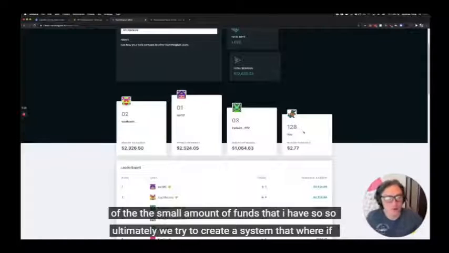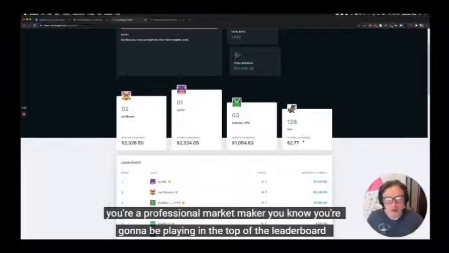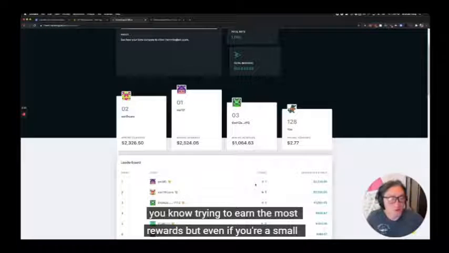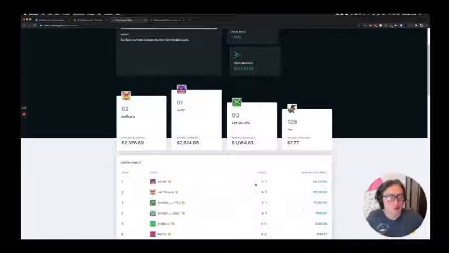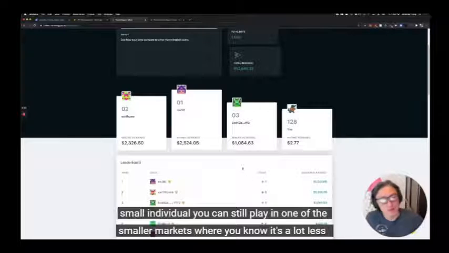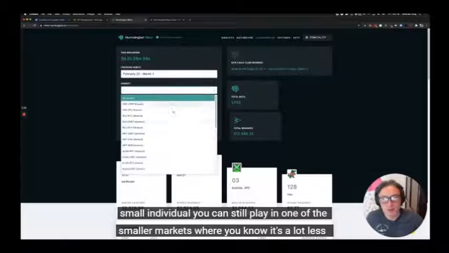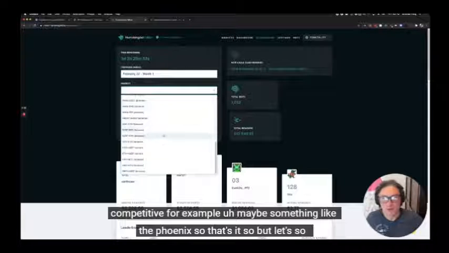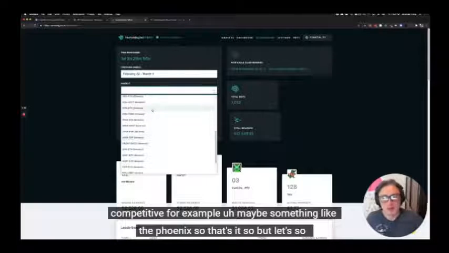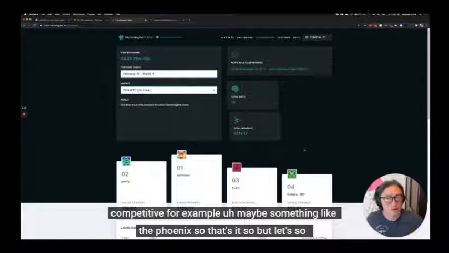Ultimately, we've tried to create a system where if you're a professional market maker, you're going to be playing at the top of the leaderboard, trying to earn the most rewards. But even if you're a small individual, you can still play in one of the smaller markets where it's a lot less competitive. For example, maybe something like the Phoenix global markets.